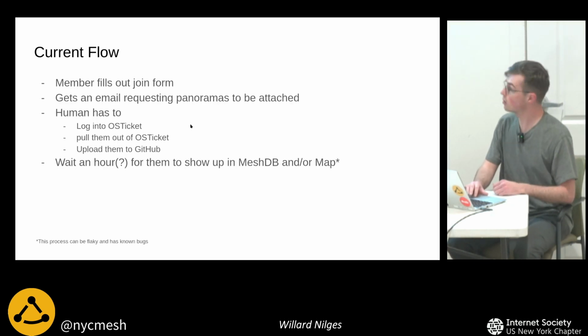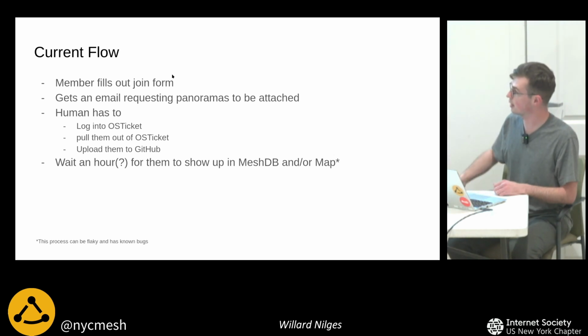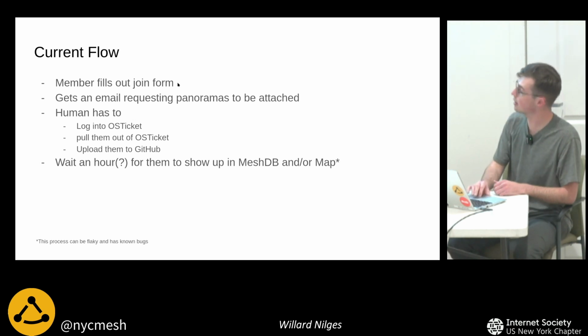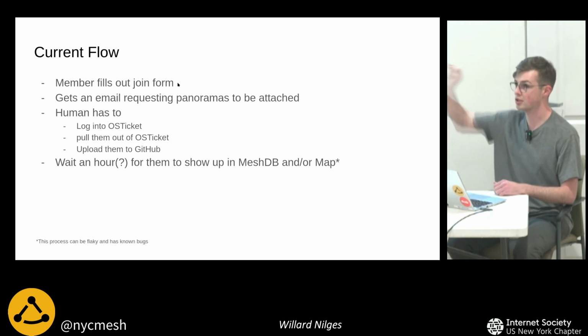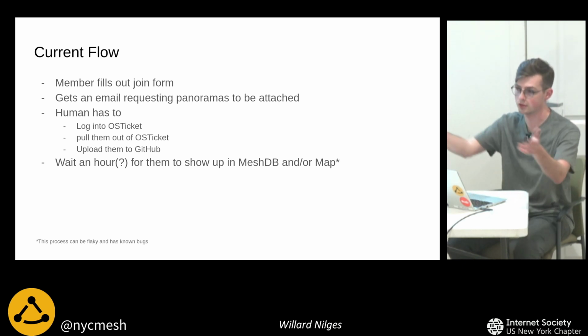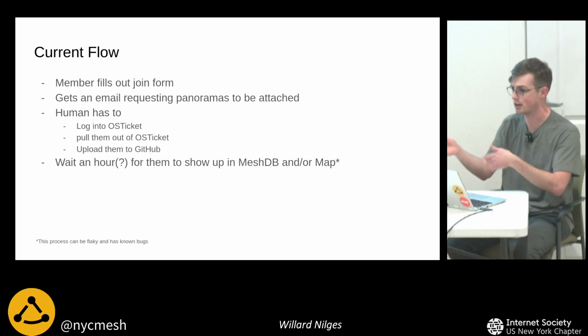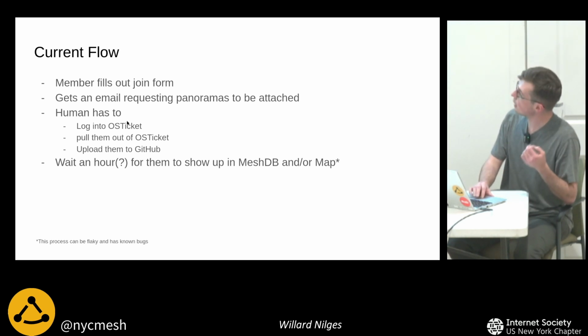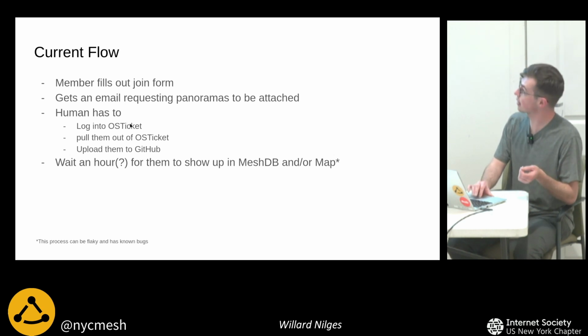So here's the current flow. The member fills out the join form and gives us their info. That creates a ticket in OS ticket, which sends an email to them: hey, can you please send us some panoramas of your roof? Here's what we're looking for. Please just attach them in the email and we'll get back to you. So they do that. And then a human has to log into OS ticket, pull them out of the OS ticket, and then put them on GitHub, right?